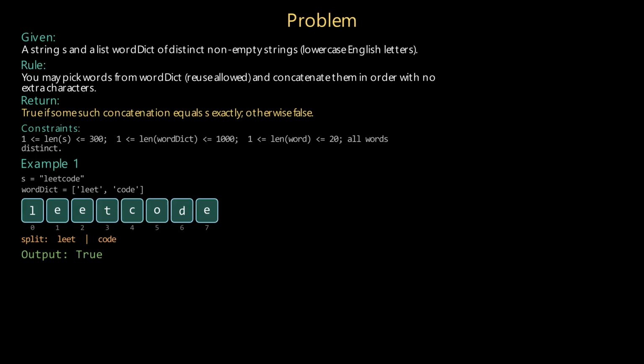Example 1. S is Leetcode and word dict contains Leet and code. The first 4 letters spell Leet, which is in the dictionary. The remaining letters spell code, also in the dictionary. Together they cover the whole string in order, so the answer is true.